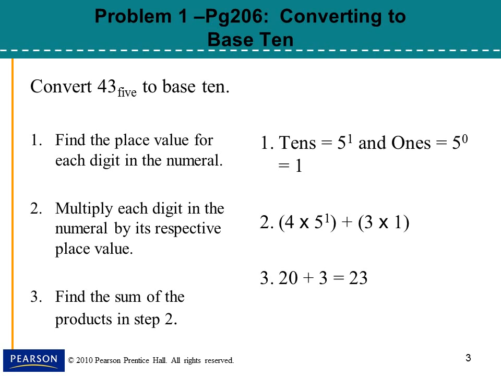Now, multiply each digit in the numeral by its respective place value. So 4 times 5 to the first, 3 times 1, you get 20 plus 3 equal to 23.